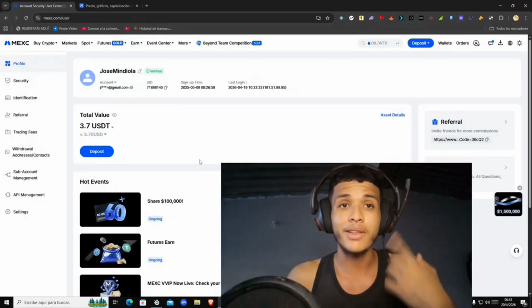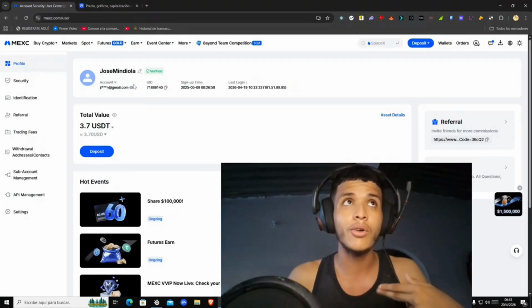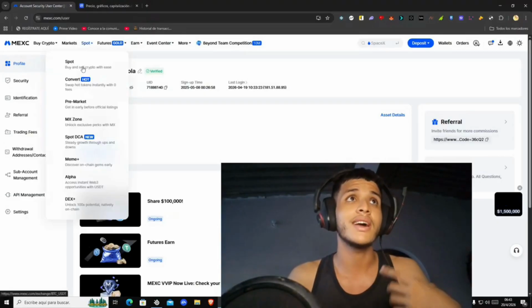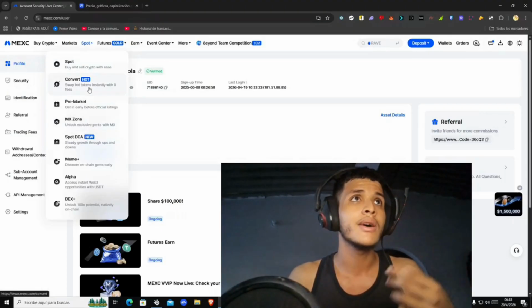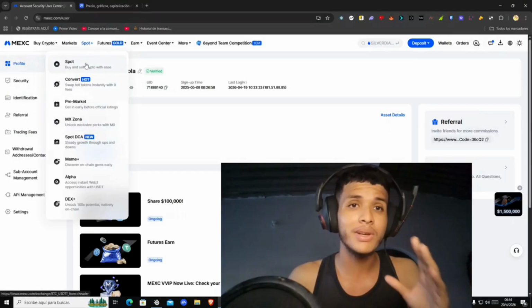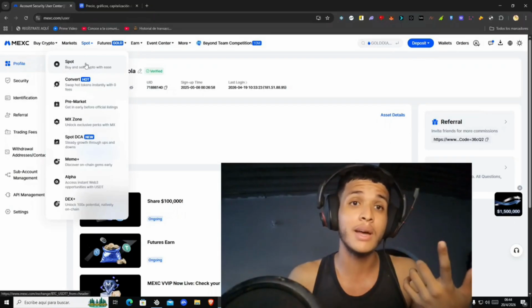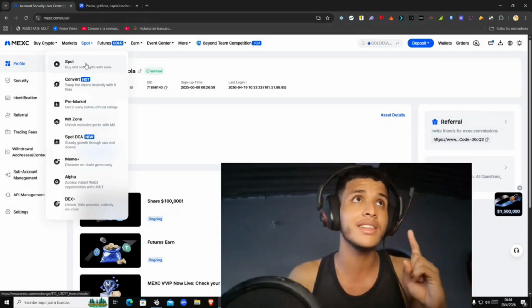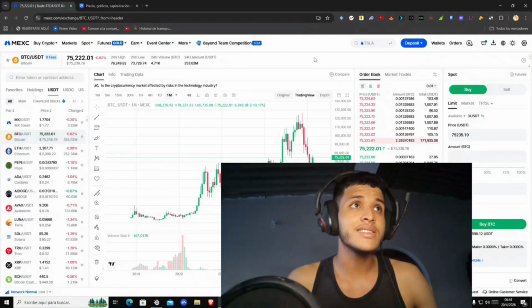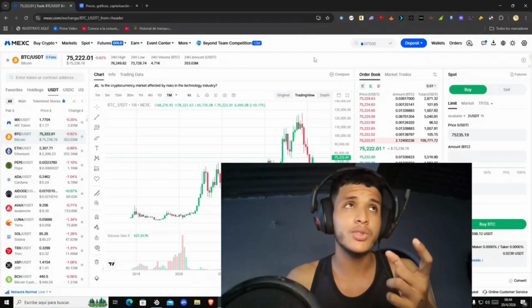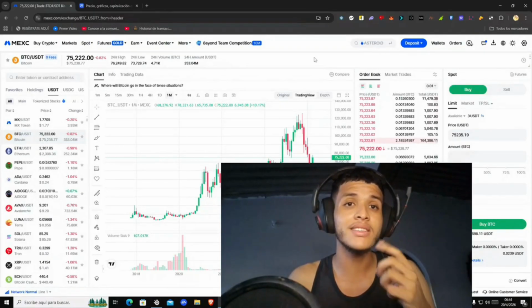Once that's clear, what we'll have to do now is go to the spot section. Click where it says spot. We have other sections like Spots and Hot. These sections are quite interesting. But if what we want is to go to a trading panel, we'll have to click here. And here our trading panel would appear according to the trading pair we've selected. In this case, we have the Bitcoin versus USDT trading pair.